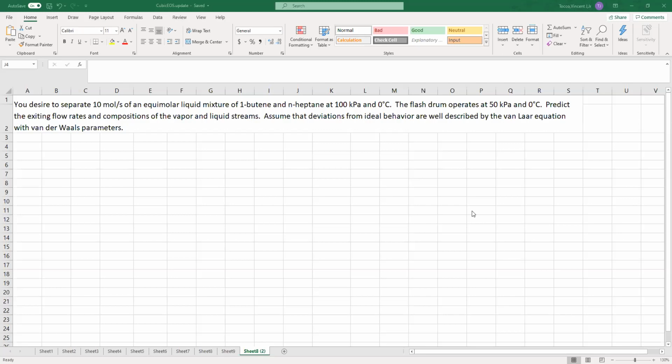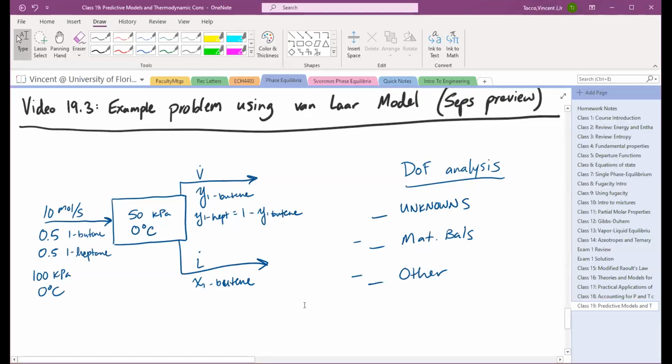Okay, fine. I'm going to stop messing around now and I'll draw the diagram. Okay, here we go. This is what your diagram should look like. All information from the problem statement in prose form has been converted into a diagram with arrows and boxes. This might have been unclear from the problem statement, but the 100 kilopascals and 0 degrees Celsius is the temperature and pressure of the inlet stream.